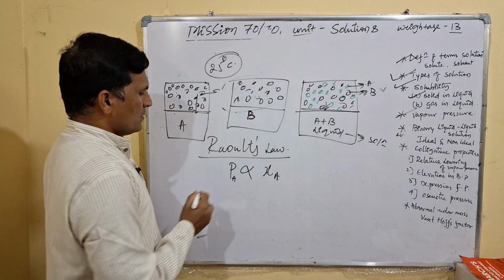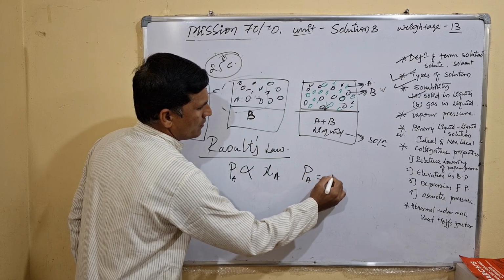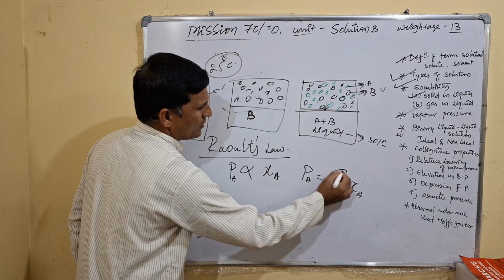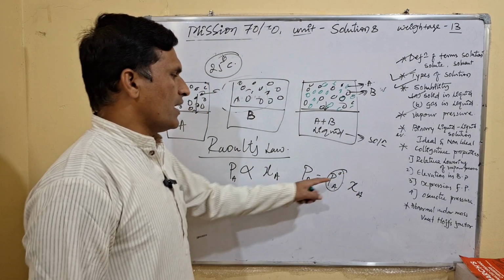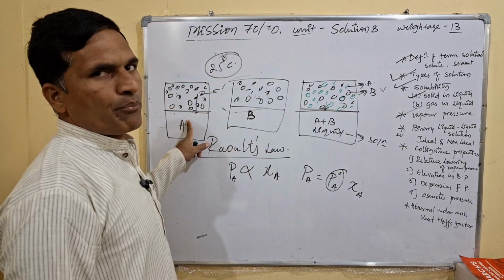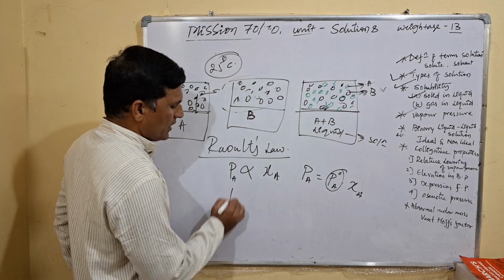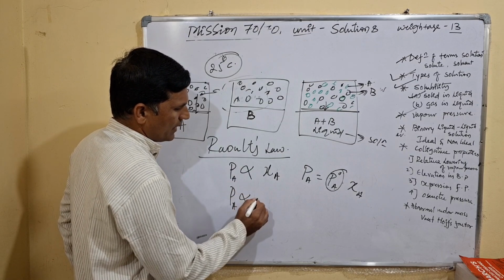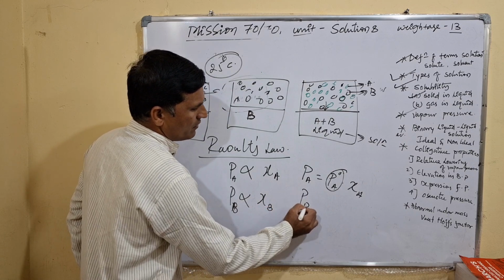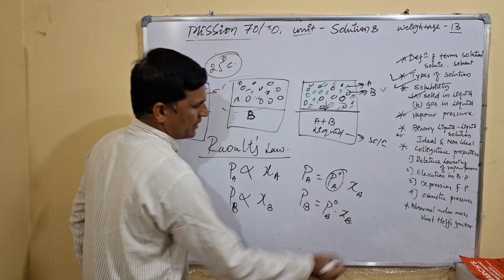So therefore PA is equal to P naught A into XA, where P naught is the proportionality constant, and that is the vapor pressure of the same liquid when it is in the pure state, the pure solvent or pure liquid. Similarly, PB is directly proportional to the mole fraction of B. So PB is equal to P naught B into XB.